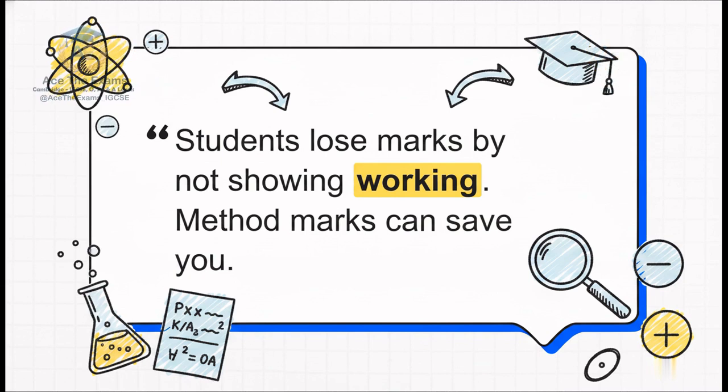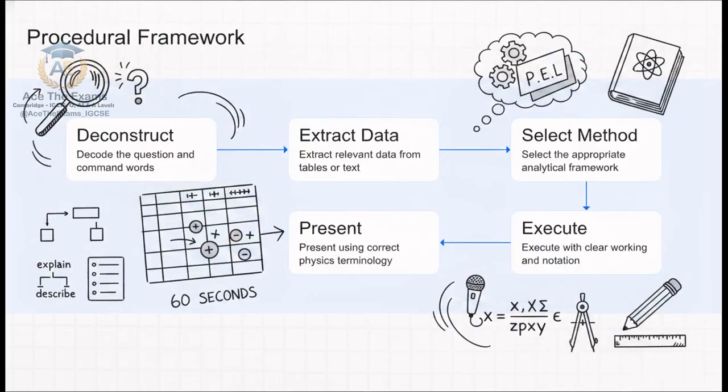All right, let's look at the exact blueprint to guarantee you capture those method marks. To definitively secure those method marks, you must use the step-by-step procedural framework. This is our physics success blueprint. Step 1. Deconstruct the question. You have to decode those command words. The word describe requires a completely different output than explain.